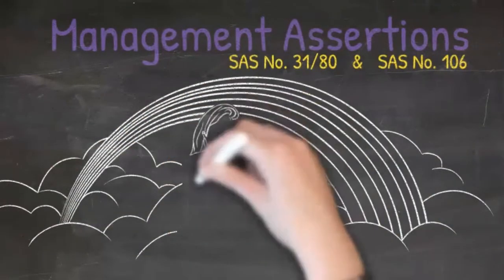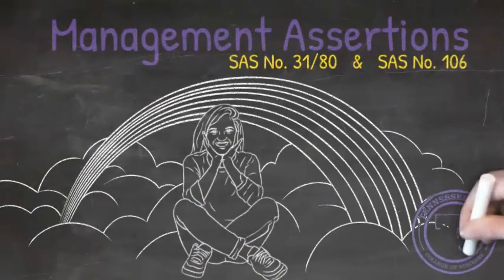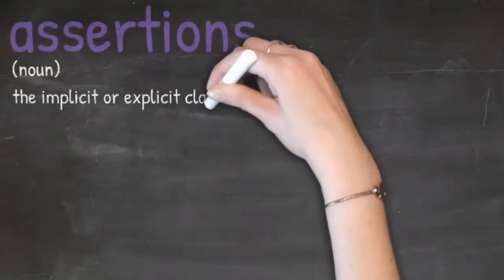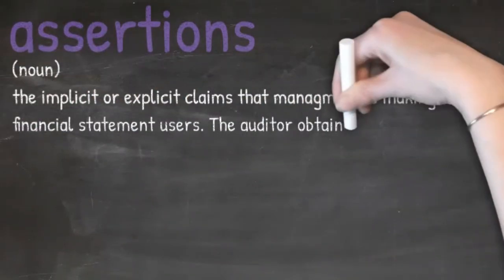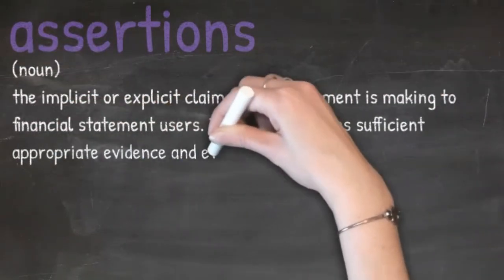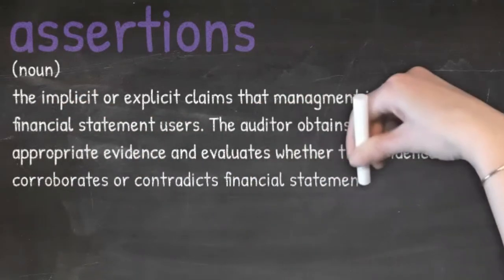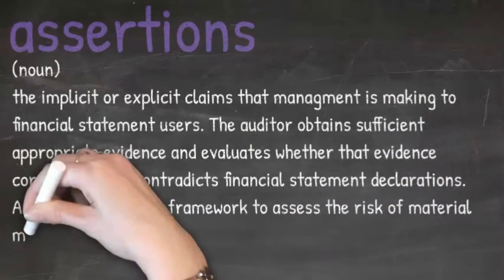I'm Sid Bundy, and today we'll be talking about management assertions. Financial statement assertions are implicit or explicit claims that management is making to financial statement users. For example, by including an amount for cash on the balance sheet, management is declaring that they have that total amount of cash as of the balance sheet date, and that the cash amount exists, they own it, and that's the appropriate value as of the balance sheet date.